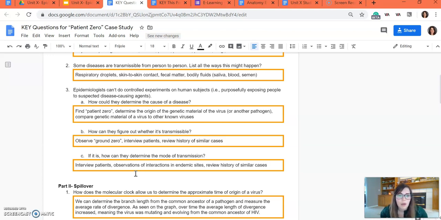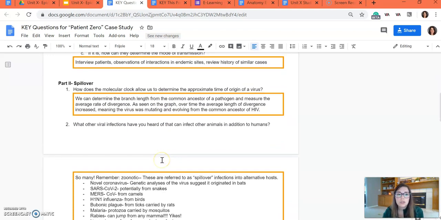Part B, how can they figure out whether it's transmissible? So again, they observe ground 0. Where did the pandemic first start as an outbreak? They interview patients. They review history of similar cases. Part C, if it is transmissible, how can they determine the mode of transmission? Again, it's really important that they interview patients. They interview people who had it early on, observe interactions in endemic sites, and also review history of similar cases. So part 2 was about spillover.